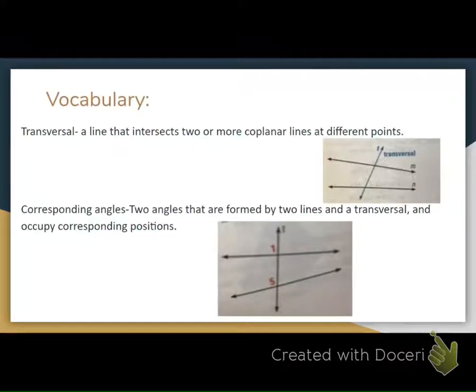Our first one here is a transversal. It's a line that intersects 2 or more coplanar lines at different points. So here you see this one marked T is our transversal. It hits those 2 lines that are lying on the same plane.